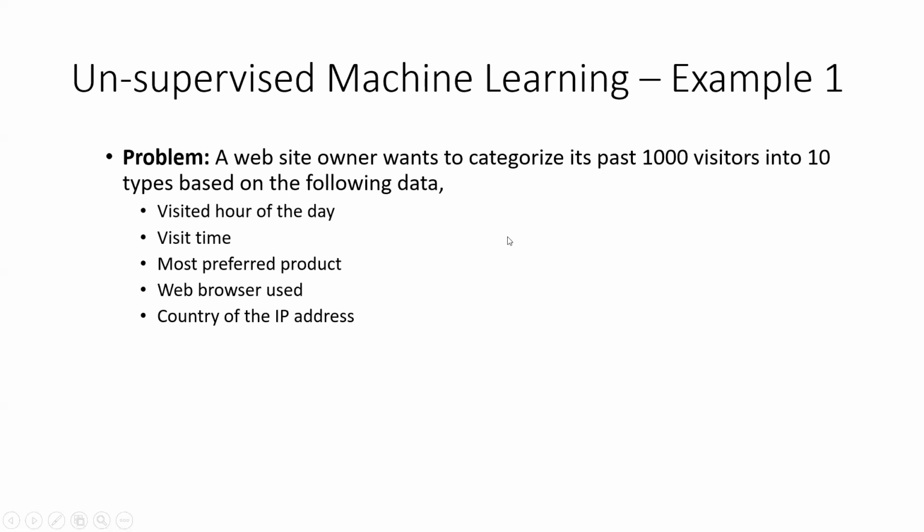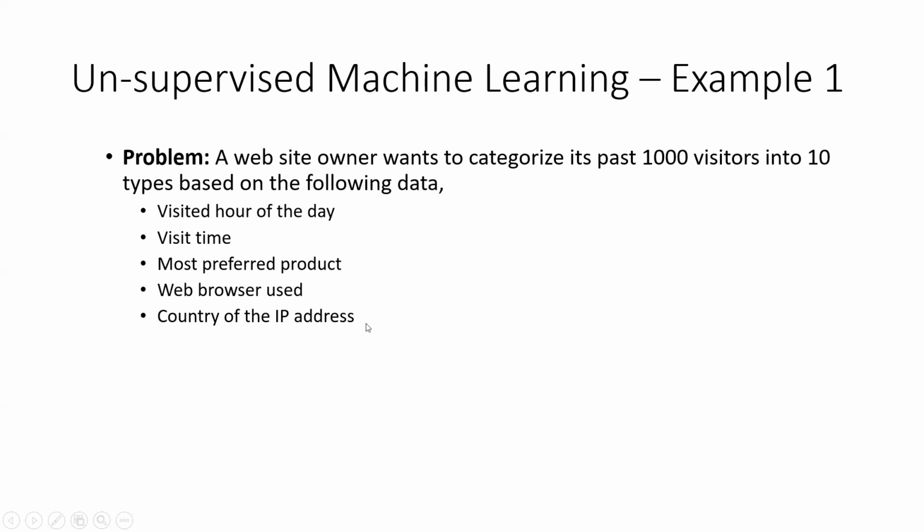So he doesn't have any y value, right? What he only has are these data fields: the visited hour of the day, that means whether he visited at 6 o'clock, 4 o'clock, or so on; and the visit time, how long he has stayed on this website. The most preferred product, which may be given a number or represented in some other way. And the web browser used, which is also a category. It can be Firefox, Google Chrome, and so on.